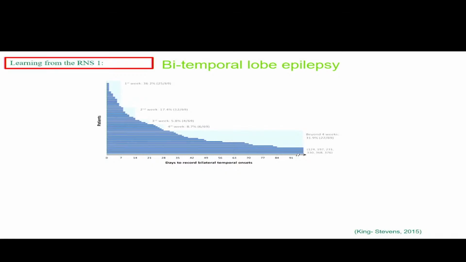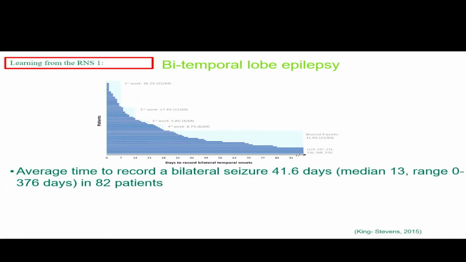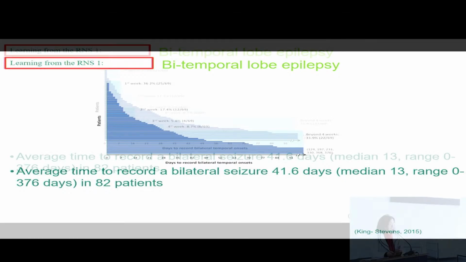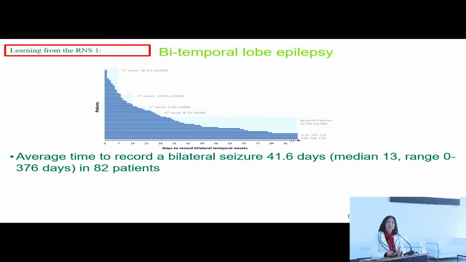And then if you go to patients with bitemporal lobe epilepsy, the really interesting thing is that you implant the patients with a bilateral RNS, and it takes on average about 40 days until you see a seizure on the other side. So if we do our ECOG, our SEEG, with 10 days in the epilepsy monitoring unit, we may totally miss the other seizure because it never happened. This is one lesson we really learned, that probably more temporal lobe epilepsy is bilateral than we think.